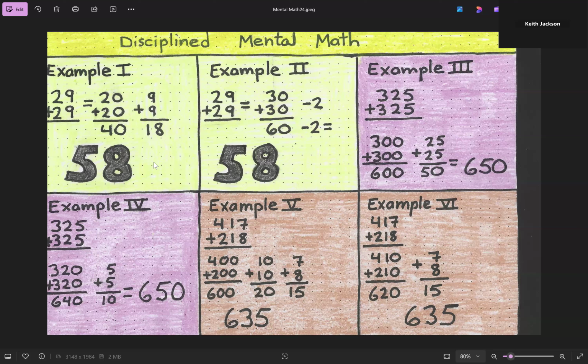You can also look at it this way. Since 18 is only 2 away from 20, a number that ends with a 0, we can say that 40 plus 20 will give us 60, but keeping in mind we're going to subtract 2. And when we do that, we can get 58 as well.